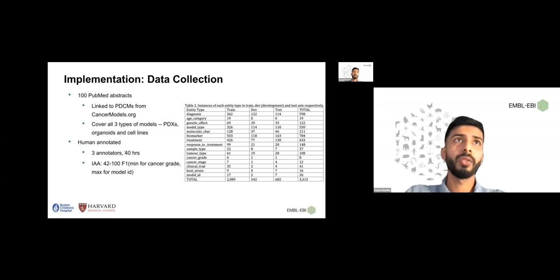This data set of 100 abstracts was then split into training, dev, and test sets with a ratio of 60-20-20. The training set was used for creating the entity extraction algorithm. The development set was used for refining the algorithm, and the test set for the final evaluation.